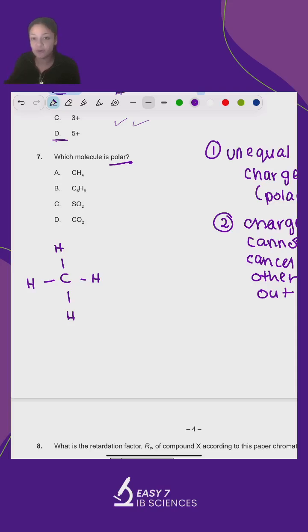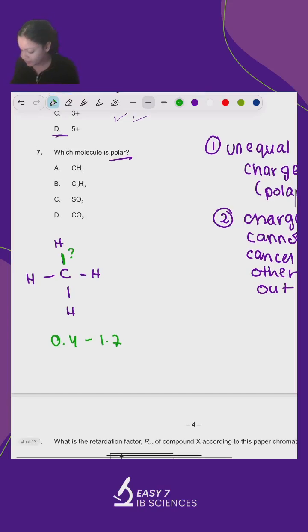To find out if a molecule is polar or not, or if a bond specifically is polar or not, you have to see if the difference in electronegativity is 0.4 or greater. So between 0.4 and 1.7 difference in electronegativity, that bond is going to have a polar charge. So what is the electronegativity of carbon? Does anyone have their data booklet? Could they bring up the electronegativity of carbon and hydrogen? Someone said 2.1. Is that the electronegativity of carbon? I'm going to assume it is. So carbon electronegativity is 2.1.